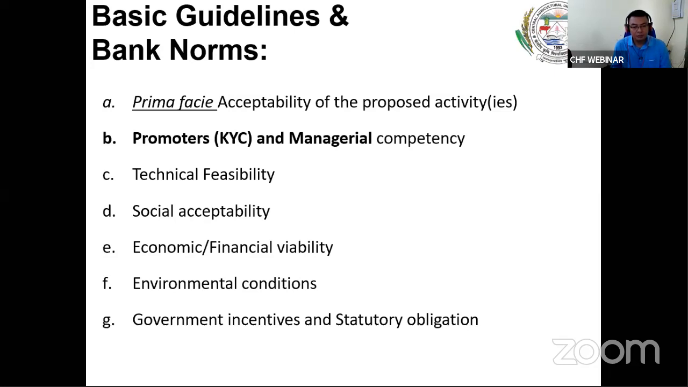Social acceptability, whether that particular activity is acceptable in the society there by the rule of law in that particular regions. Economic and financial viability. Environmental conditions. This particular is saying about the pollution, which is not that very relevant in agriculture projects. And are there any government incentives and statutory obligations? So these are some basic norms and guidelines which I want my young friends to know that. Next, please.